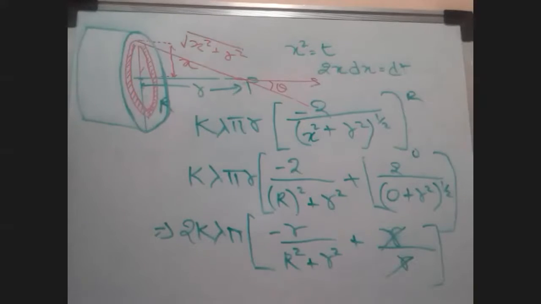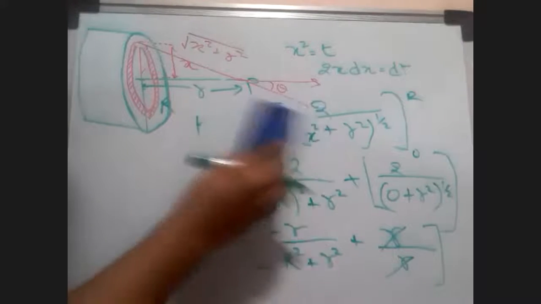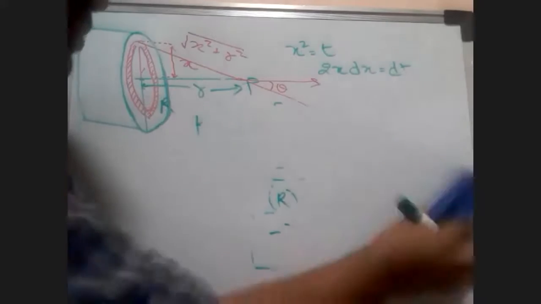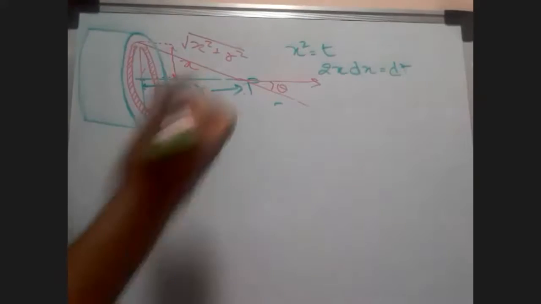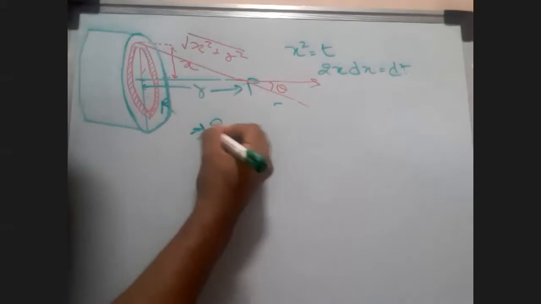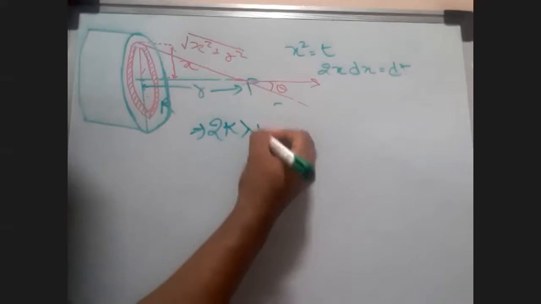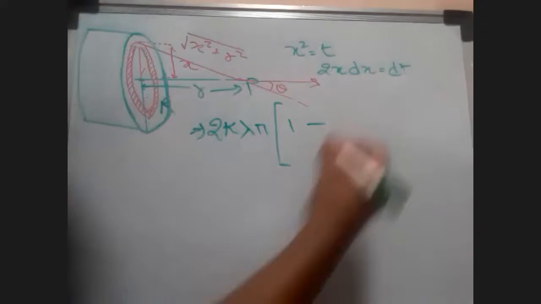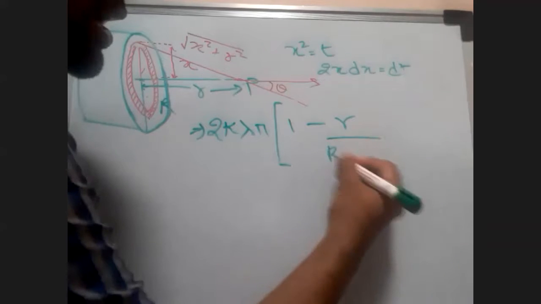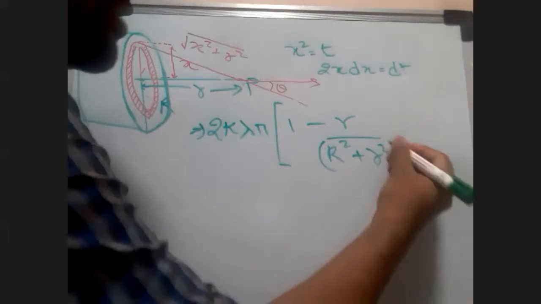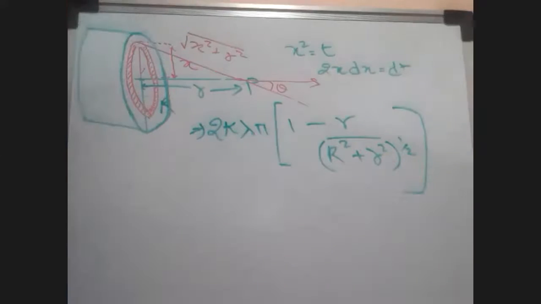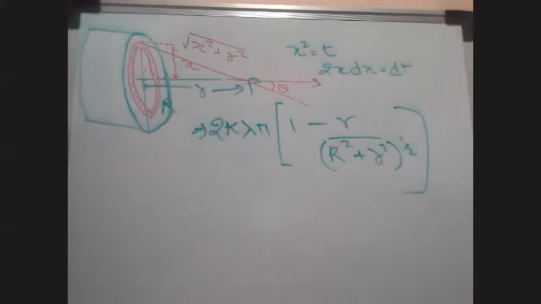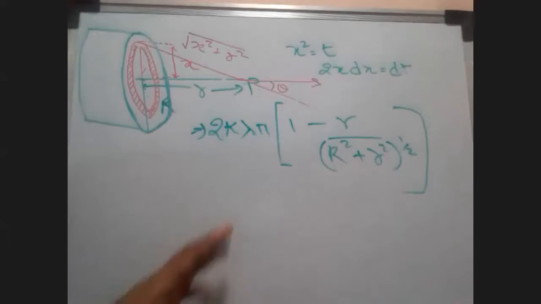So I will write that again. Finally we are getting a term after integration which says that E is equal to 2k lambda pi, 1 minus r upon r square plus r square raised to 1 by 2. Now students pay attention. See, now this is what we will get.